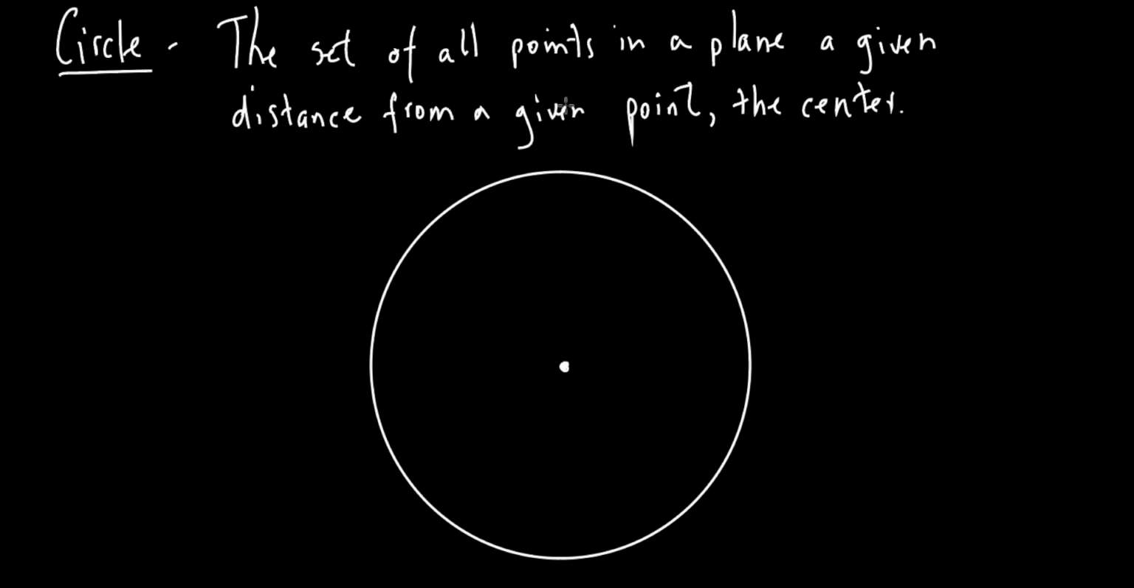What does that mean? It says the set of all points in a plane, in a flat surface, a given distance from a given point. So here's a given point. There's a given distance. Now watch. What if I did that? I could do this all day long, couldn't I? And what's true about every single length of the line segments that I'm drawing right here? They're all the same. They're congruent to each other. Good.